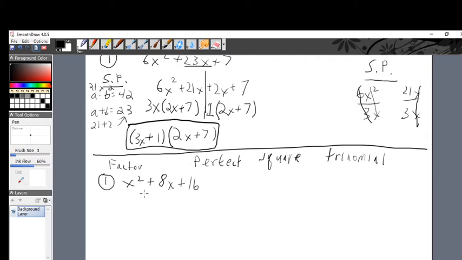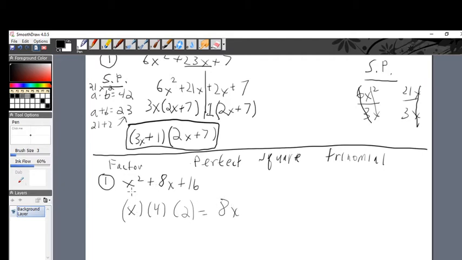It looks like there might be a perfect square trinomial. You'll see that I can easily take the square root of this and the square root of this. Well, let's do that. Take the square root of x squared, you get x. Take the square root of 16, you get 4. And if you multiply these by 2, what do you get? You get 8x. You get exactly the middle coefficient.